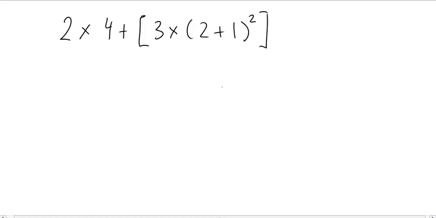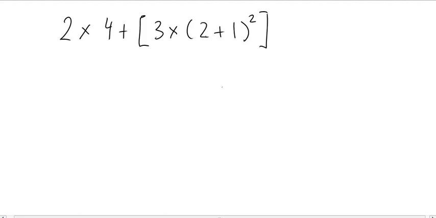So here we have two sets of brackets. What we do is we're going to solve the inner bracket first, and then the outer bracket. Because what we're doing is we're actually solving the outer bracket first, the big bracket here, and inside the bracket we need to solve the inner bracket first. So we're just going to simplify 2 plus 1.